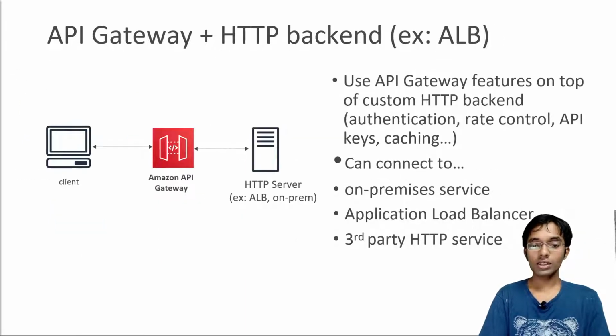Okay, lastly, API Gateway with an HTTP backend, for example an ALB. So we have this architecture, and we would use this for getting the API Gateway features on top of a custom HTTP backend. We would want the authentication, the rate control, API keys, caching, etc. It can connect to on-premise servers, an application load balancer, or even a third-party HTTP service.